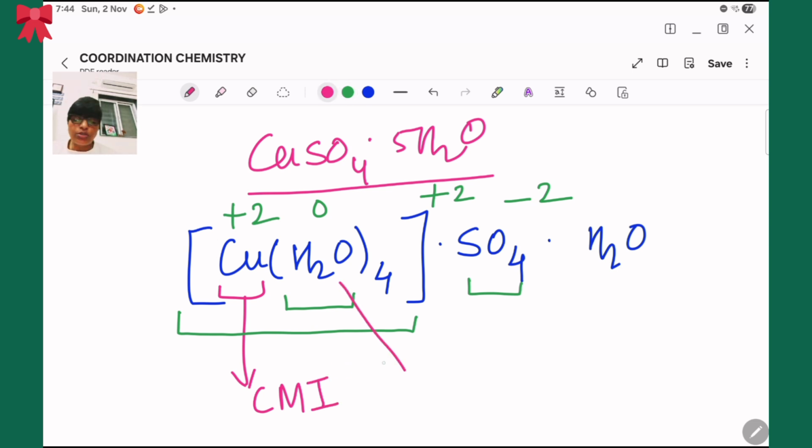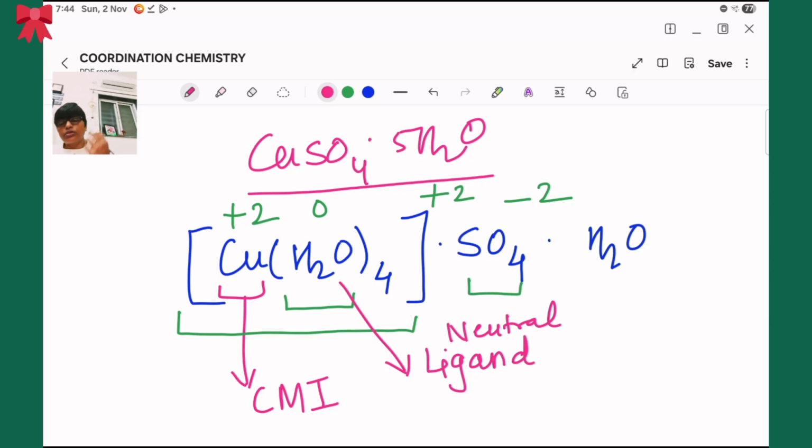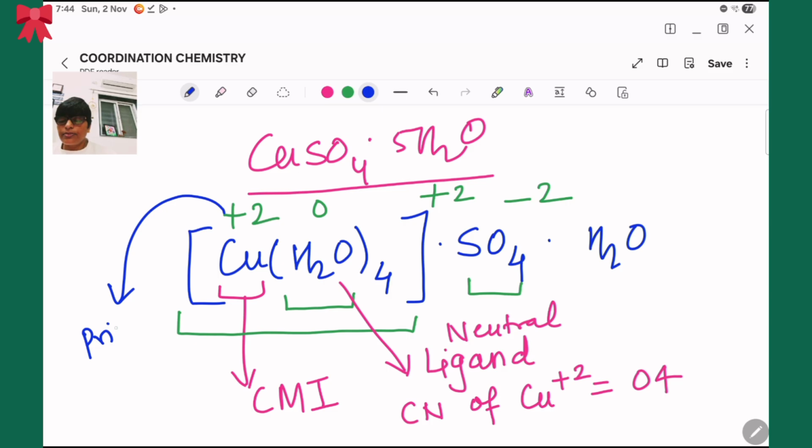What are the ligands here? Water is a ligand. It is a neutral ligand because it does not have any charge. How many bonds is copper making with water? Naturally it is 4, because each water can make just one bond. So the coordination number of copper +2 is 4. The primary valency of copper here is +2, because it is the oxidation state.